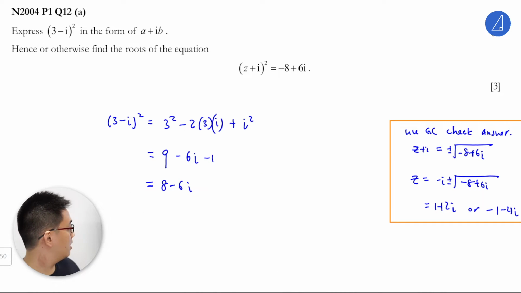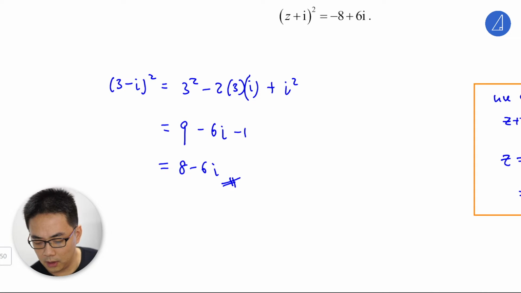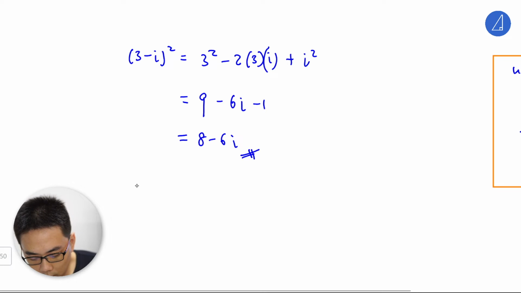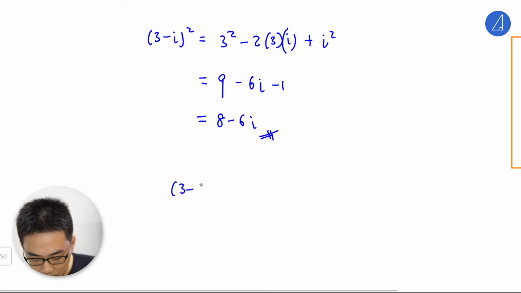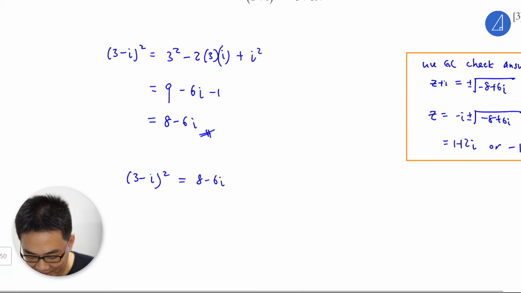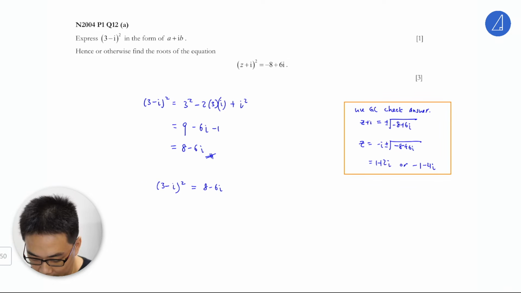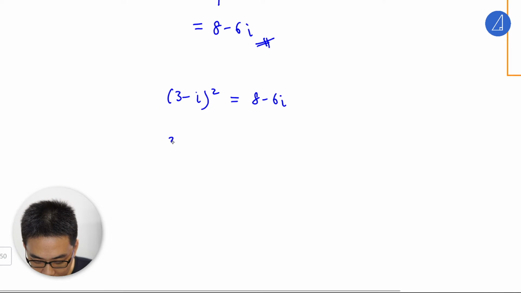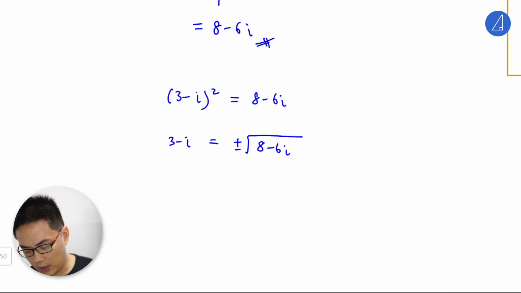What does the first part tell you? Conjugate? Not wrong. Actually, that's true, I get it. Is it conjugate? No. You know that 3 minus i is actually plus or minus the square root of 8 minus 6i. Am I right? Open the square root.